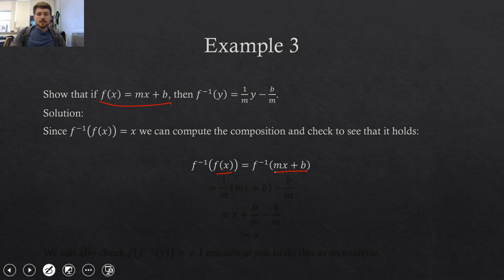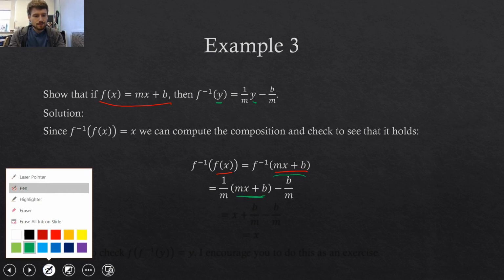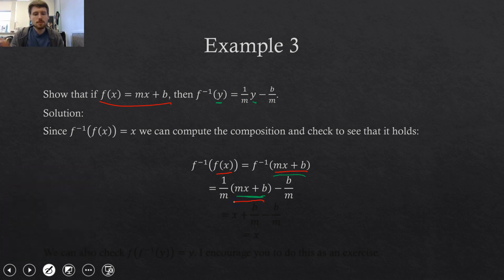Now the inverse function says replace all occurrences of y. So anything that's got a y in it, we're going to replace it with what we put right there. So now we have f inverse of f of x is equal to 1 over m. That's the 1 over m. We're replacing y with mx plus b. So there's our mx plus b right here. And then we're going to multiply that by 1 over m and then take away b over m from that. So let's simplify this, and hopefully this should equal x at the end of the day.